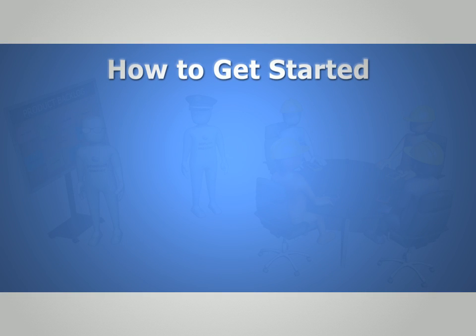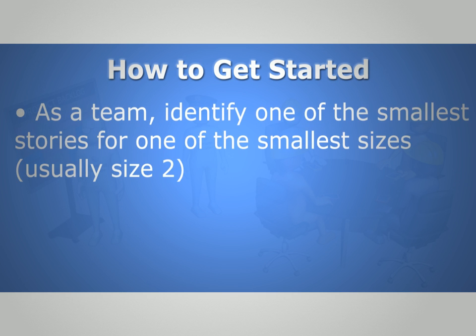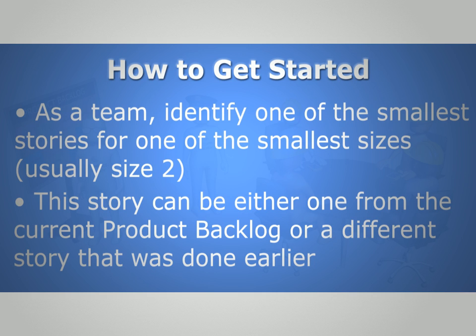One challenge with relative estimation is how to get started and which story to pick first. As a team, identify one of the smallest stories for one of the smallest sizes, usually size 2. This story can be either one from the current product backlog or a different story that was done earlier.